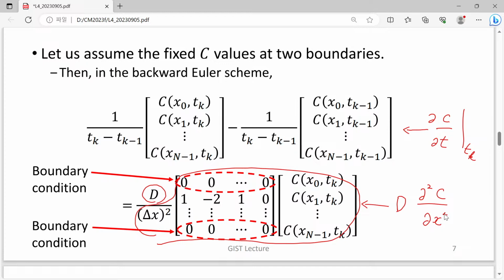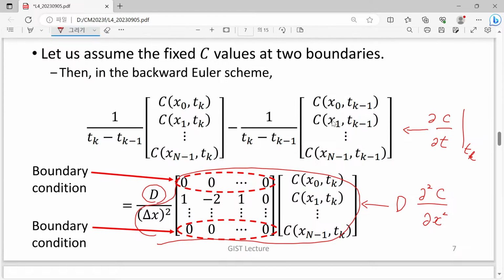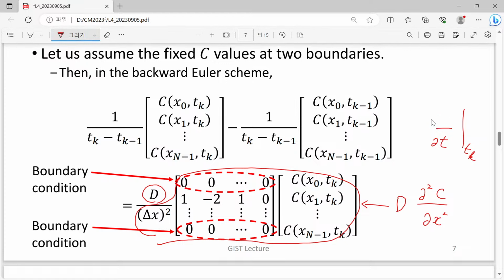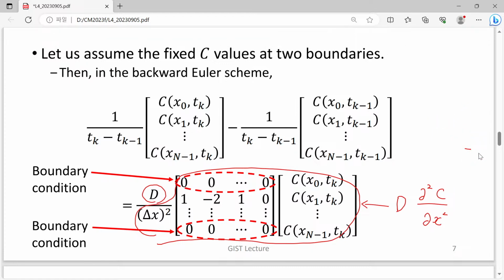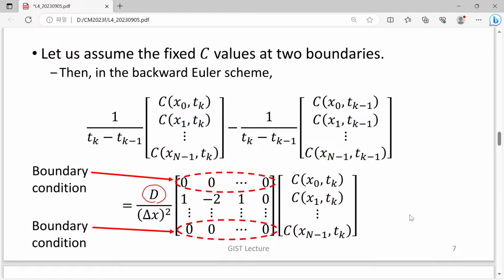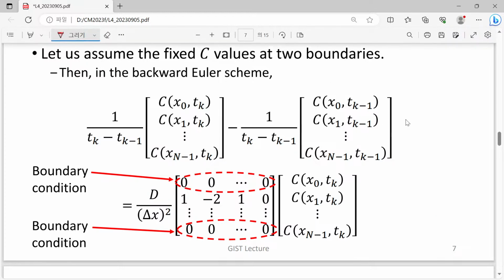So now this is the system, but please note that always when we talk about numerical simulation, we have to be careful about boundary conditions. So everywhere means that x1 up to xn minus 2. It's easy and straightforward. And how about the boundary?